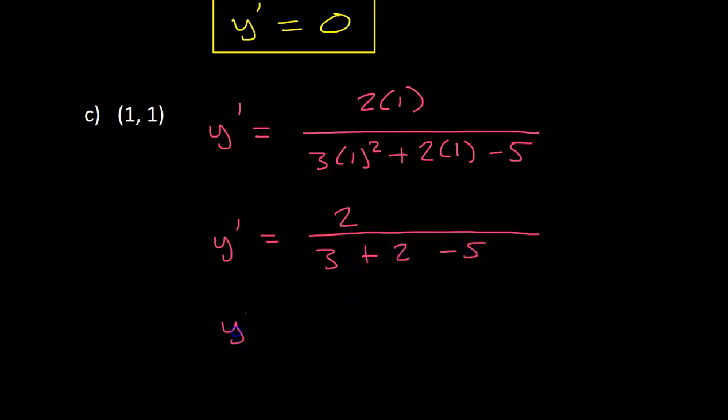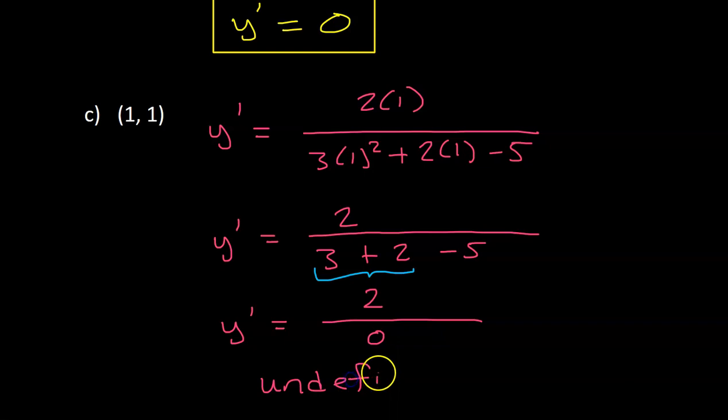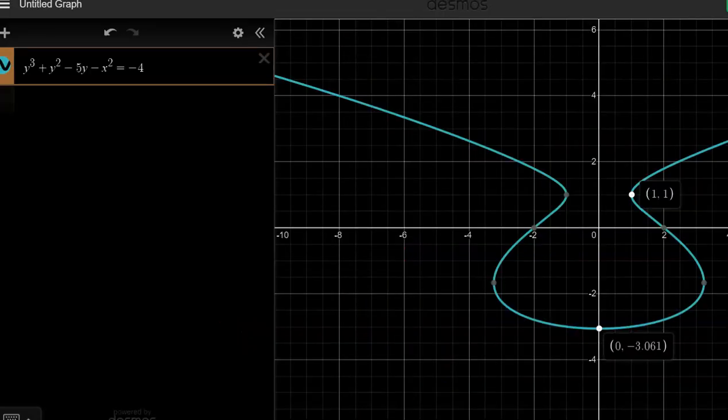Oh, okay. I'm starting to see what's happening here. So we have this 2. And of course, as you take a closer look, 3 plus 2 is 5. And then we have 5 minus 5, which gives us the 0 that we knew was coming. So this slope is undefined. Just like we thought when we peeked at the graph, the tangent line is a vertical line, slope undefined.